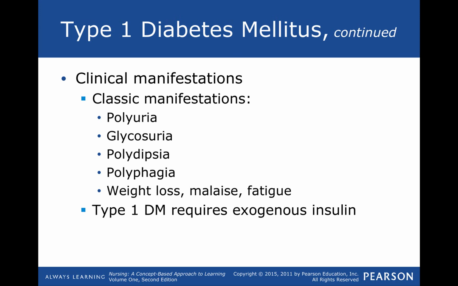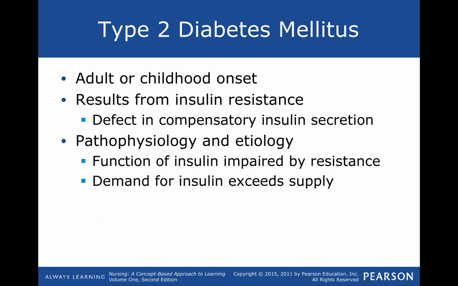So if you are a type 1, you are going to need insulin to survive. Type 2, that is adult or childhood onset. Used to be when I was in school, they called it adult. But we have so many children now that are in such poor health and obesity that it's now become adult or childhood onset. So it's formally known, like I said, as adult, but it can occur at any age. But usually middle age is when you see this.